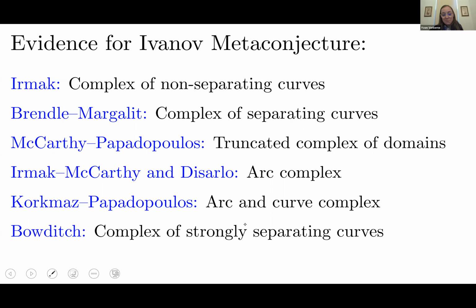A final example is by Bowden, who studied the complex of strongly separating curves. The complex of strongly separating curves considers a subset of the curve graph so that the curves have a specific property. Bowden was able to show that this also satisfied the Ivanov metaconjecture. So here we see some evidence for looking at simplicial complexes and showing that the automorphism group of these simplicial complexes is isomorphic to the extended mapping class group.